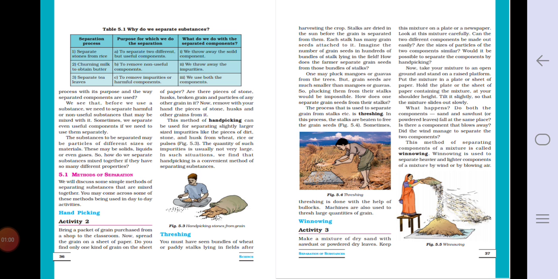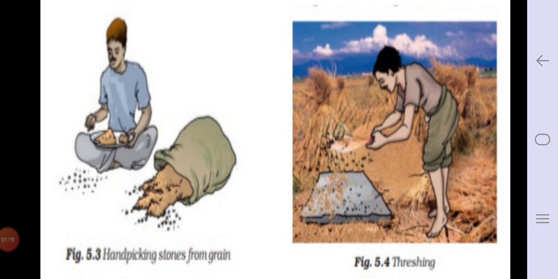Do you find only one kind of grain on the sheet of paper? Are there pieces of stone, husk, broken grain, and particles of any other grain in it? Now remove with your hand the pieces of stone, husk, and other grains from it. Now you can see in the picture hand picking stones, that man is sitting and removing one by one stone from the grains. Okay.